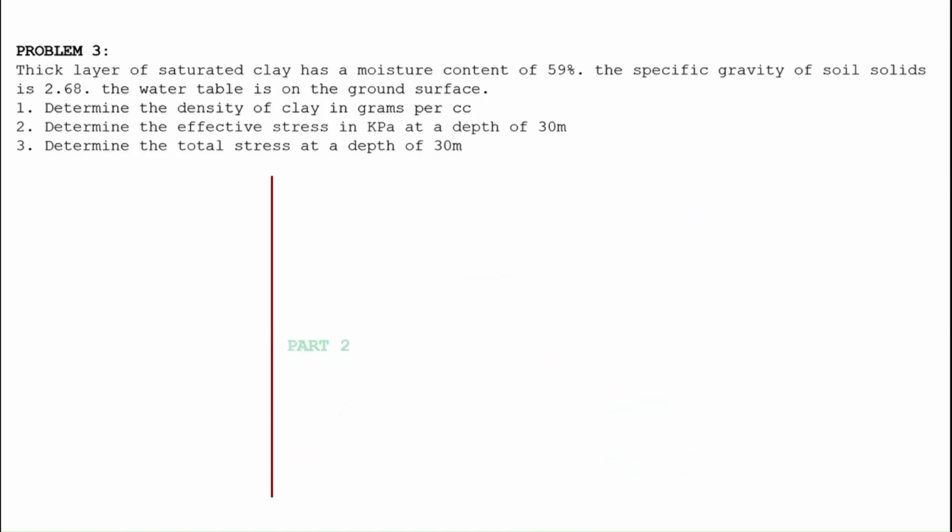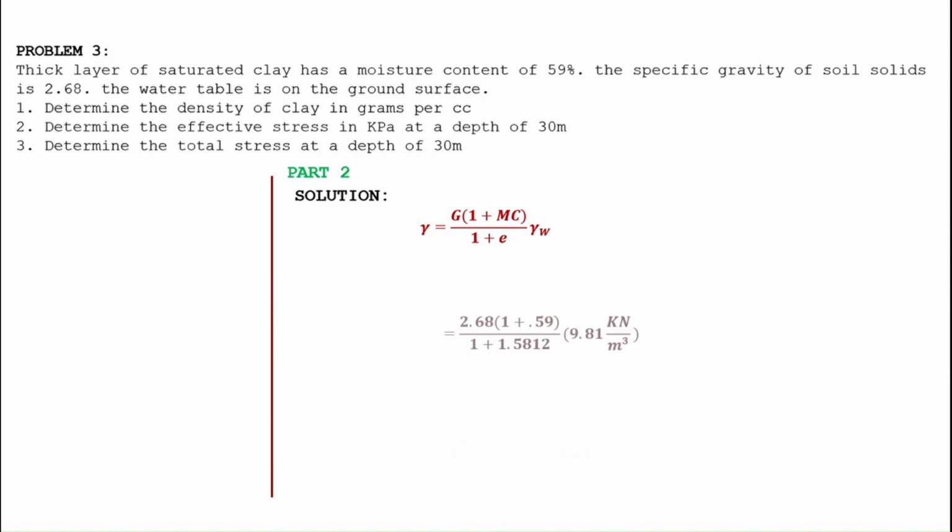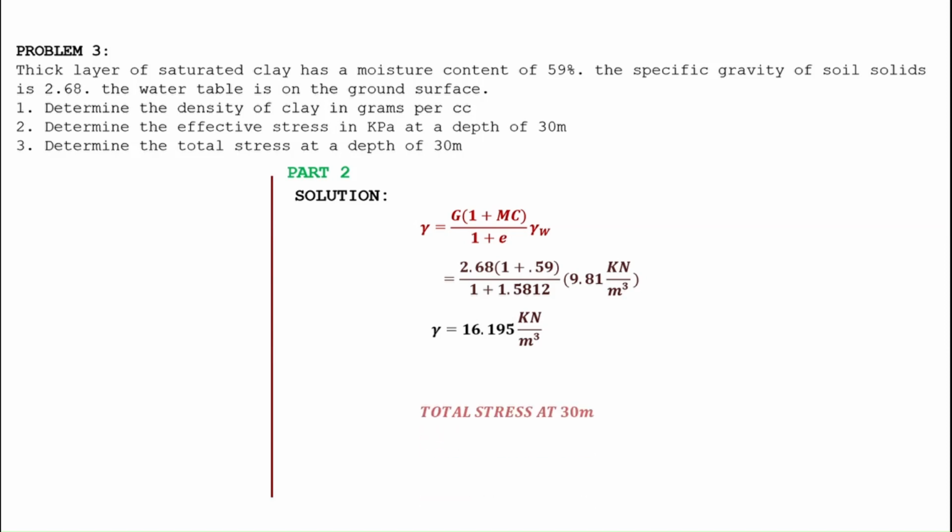For our solution to the second part of the problem, we will recall the formula for unit weight of soil, that is, specific gravity times 1 plus moisture content over 1 plus void ratio multiplied by the unit weight of water. Substituting values, we get 2.68 times 1 plus 0.59 over 1 plus 1.5812 times 9.81 kilonewton per cubic meter. Our unit weight therefore is equal to 16.195 kilonewton per cubic meter.